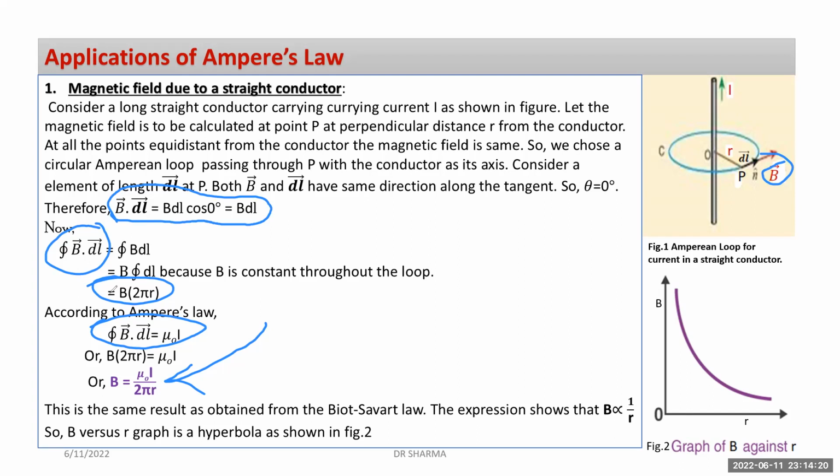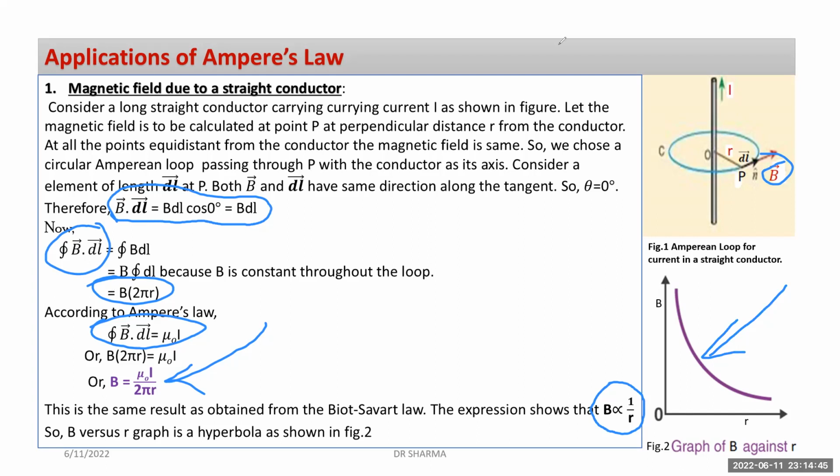As the constant current is passed through that conductor, magnetic field is inversely proportional to the distance from the conductor. This is hyperbolic variation. So the graph of B against r would be a hyperbolic curve as shown in figure 2.